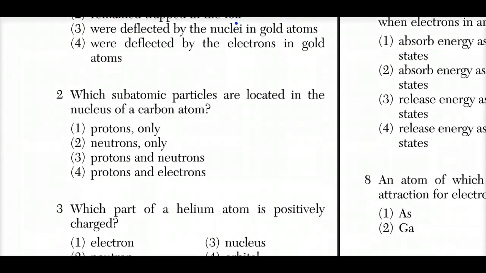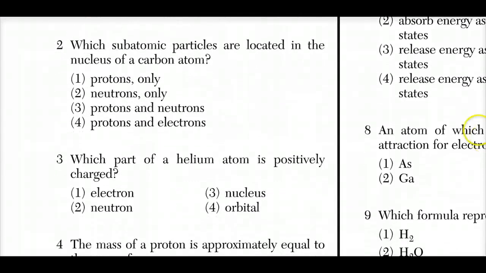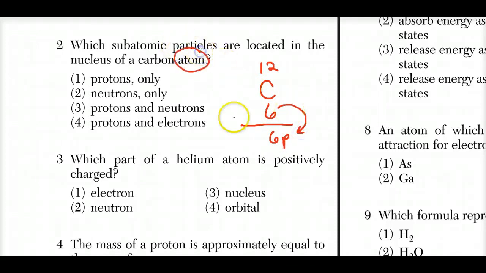Which subatomic particles are located in the nucleus of a carbon atom? Well, carbon's most common isotope is carbon-12 because it rounds to that. Atomic number 6. You should know that this gives me 6 protons, because the atomic number is the number of protons, and when you say an atom, it gives me 6 electrons, but they exist outside the nucleus. And to get your neutrons, 12 minus 6, 6 neutrons, right?